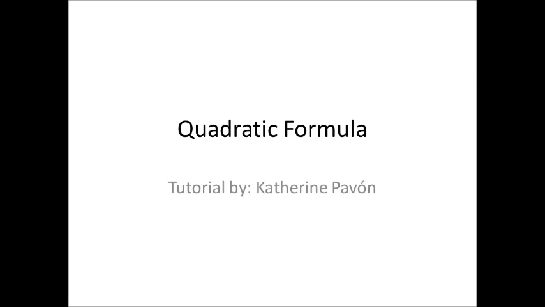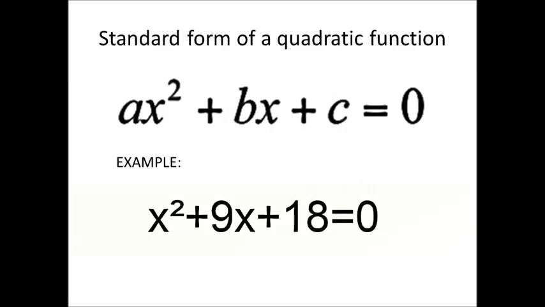I'm going to be showing you how you can make your life way much easier by using this formula over quadratic functions, and I hope you understand it. So, first of all, I'm going to be showing you how the standard form of quadratic functions looks like. And you can see that it is ax squared plus bx plus c equals 0.